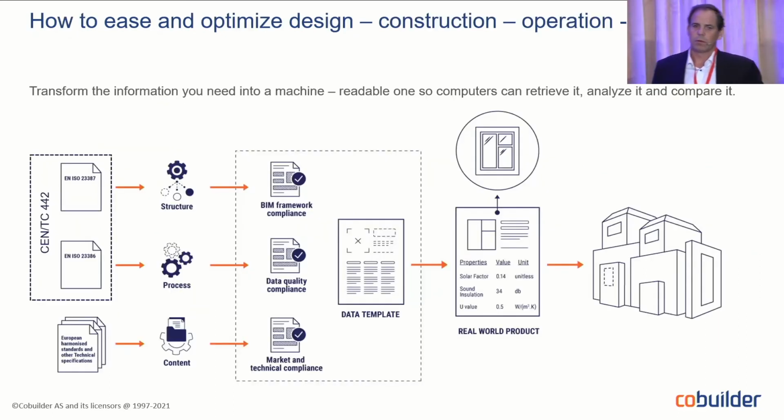This slide just explains how the data templates are done. In CEN/TC 442, you see on the left-hand side there are 2 standards. One is on process, so data governance, how to describe information to make it trustworthy. That's 23386. And then there is another one, 23387, which is the data templates. That's the framework.